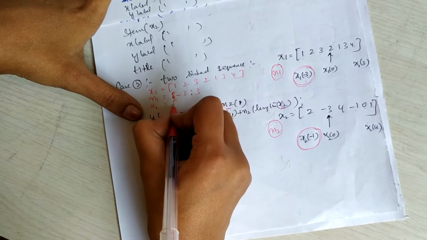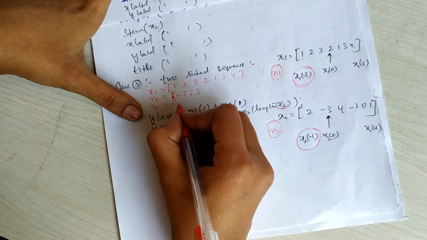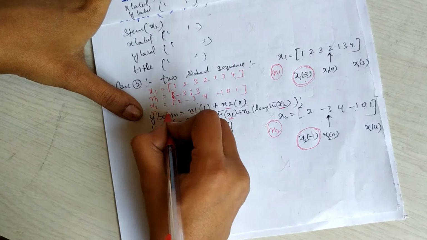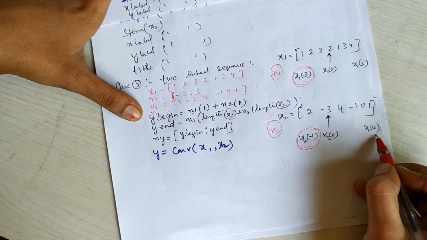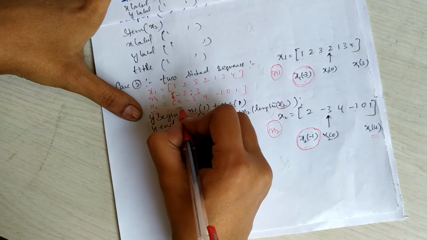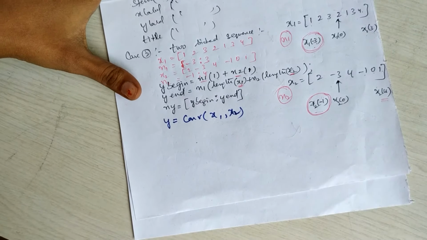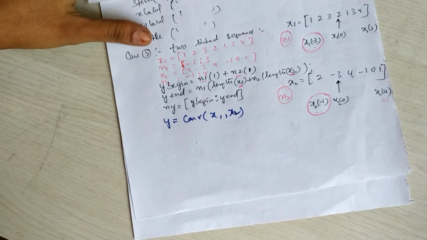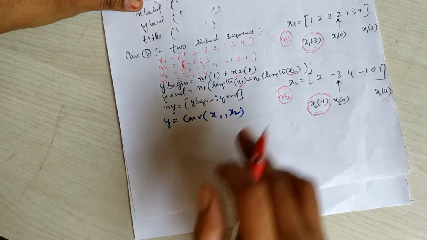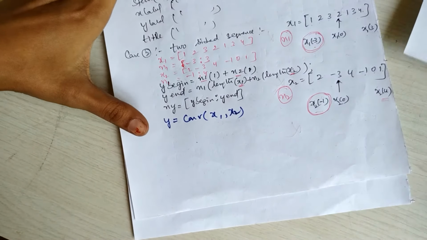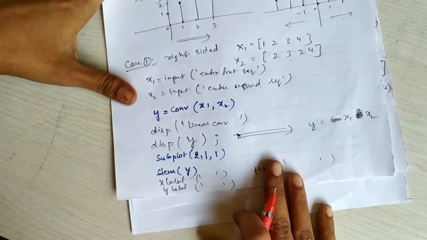Similarly, the x2 value will be taken as 2, minus 3, 4, minus 1, 0, 1. What is the n2 value? That is minus 1 to 4. So we have to write minus 1 to 4. The remaining steps will be the same as what we had written for the previous program. What is the next step we have to write? Display the value of this.